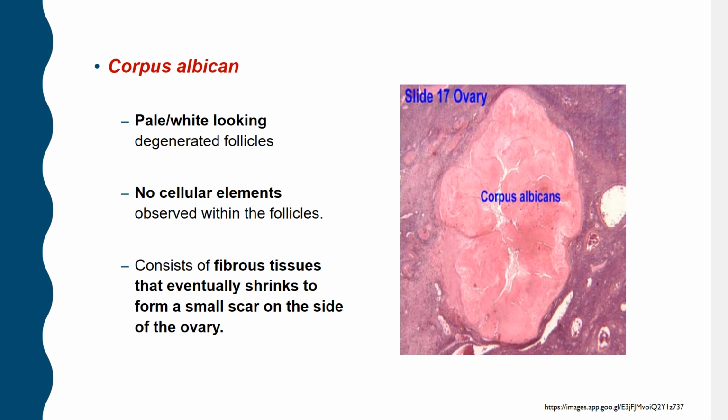So eventually the corpus luteum will start degenerating and it will become this pale white looking structure known as the corpus albicans. The corpus albicans has no cellular elements, that means there are no cells within this follicle, and it usually just consists of fibrous tissue that eventually will shrink and become a small scar-like structure on the sides of your ovary.